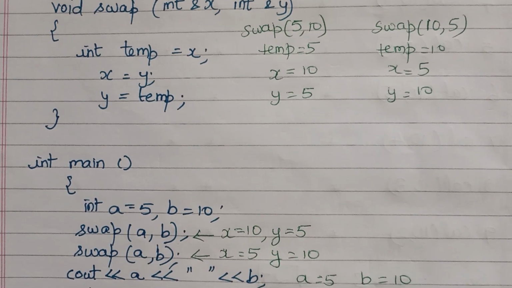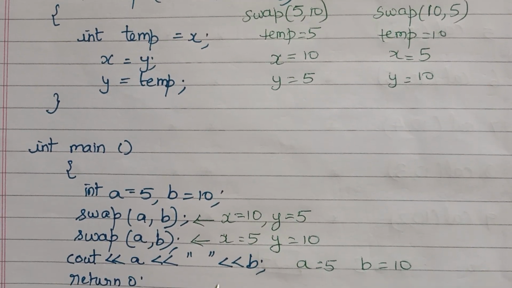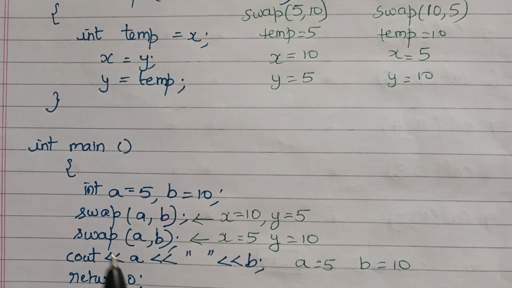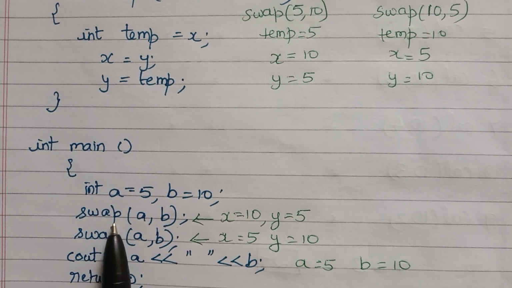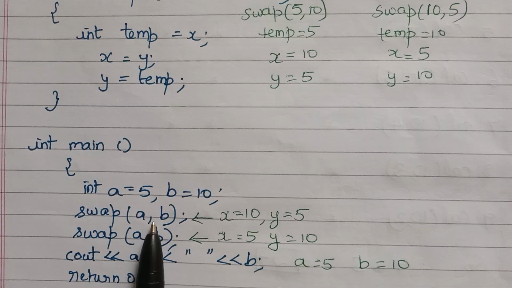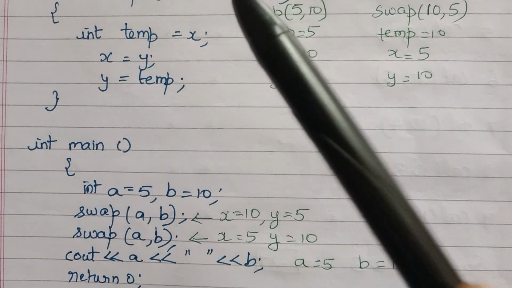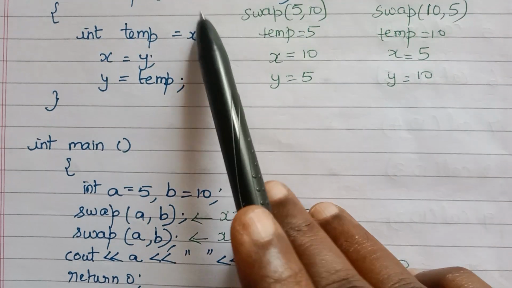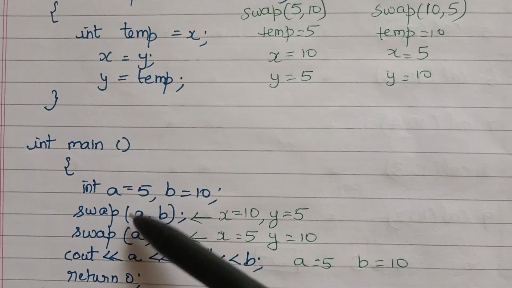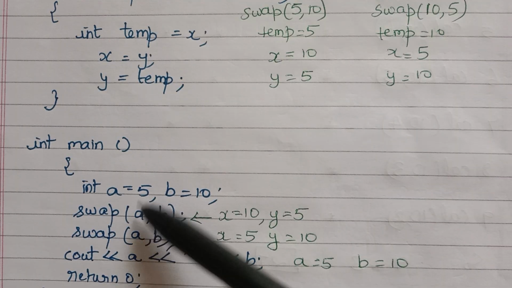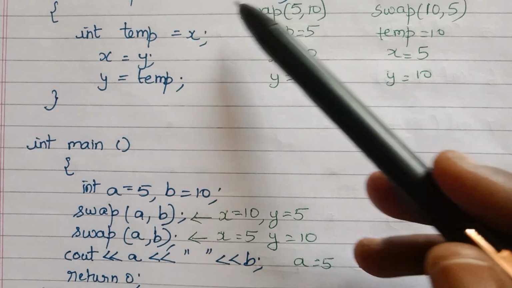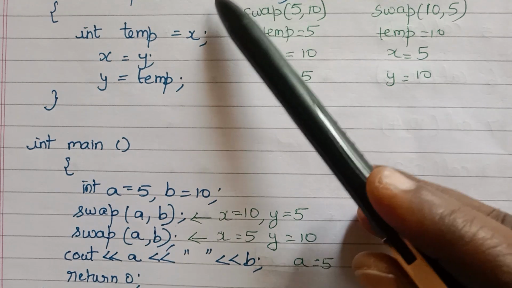See, in main a is 5 and b is 10. Then you're calling this function swap of a comma b. So it goes to this function. Here you're passing the address of x. Whatever value is passed, you're passing the reference to this value. So the address is passed.